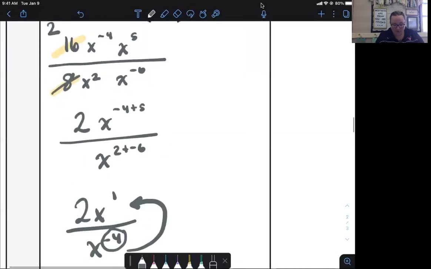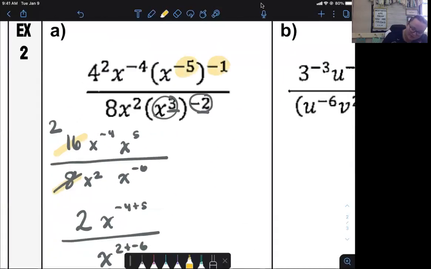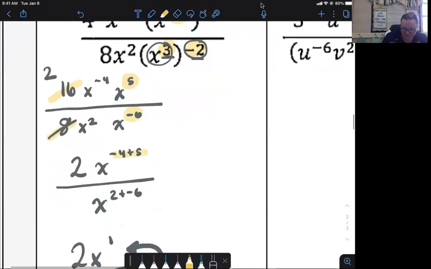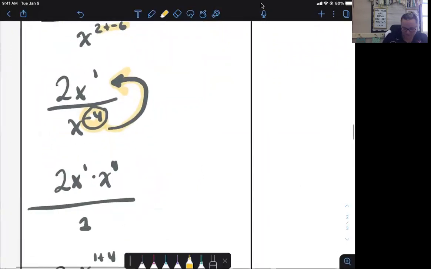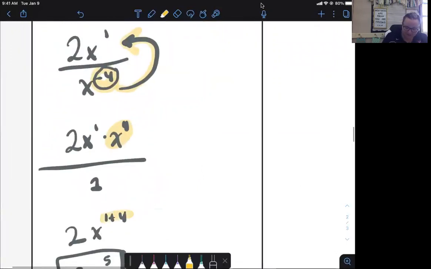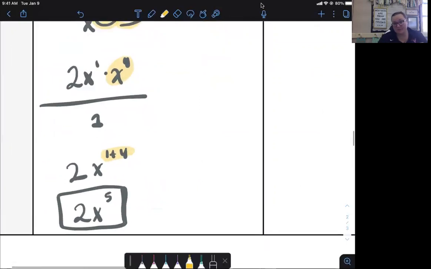So we just used a whole bunch of the properties all at once. When I took a power to a power, I multiplied. I added my exponents. I took a negative exponent, moved it to the numerator to make it positive. And then I added my exponents again because I was multiplying like bases. We did a whole bunch of properties in one problem.